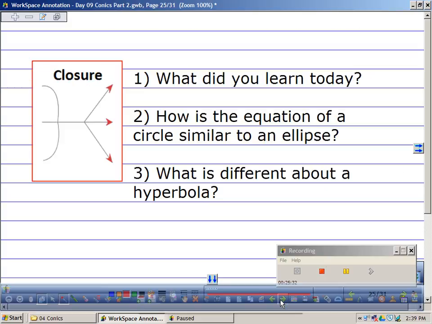Okay. How is the equation of a circle similar to an ellipse? The equation. They're both squared, and they both have a positive sign. What is different about a hyperbola? Has a negative sign, and there's your closure. Thanks, guys.